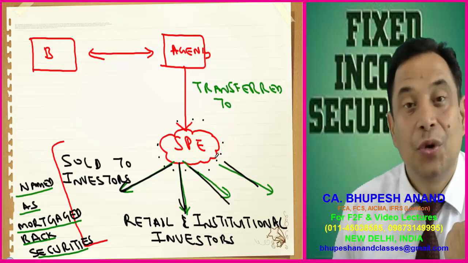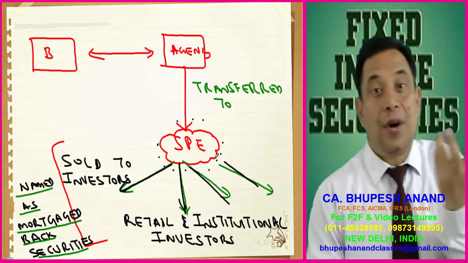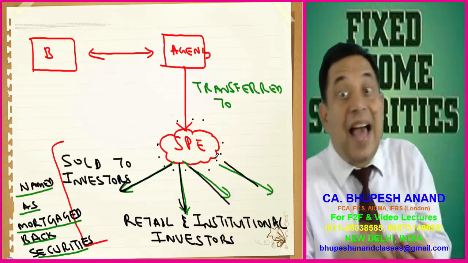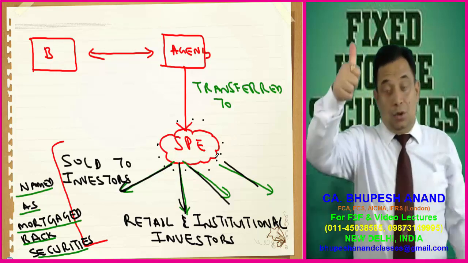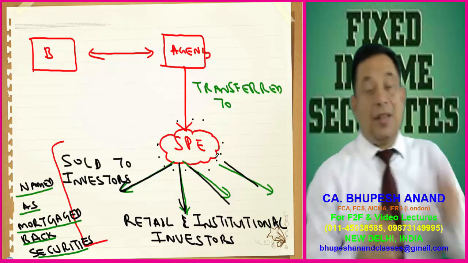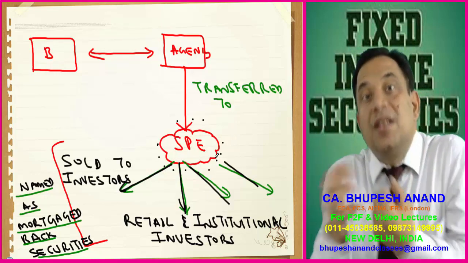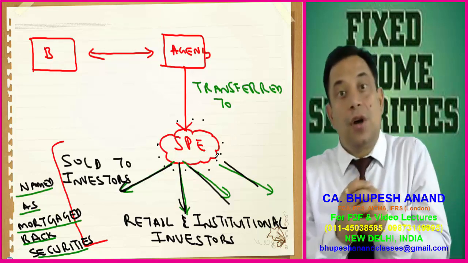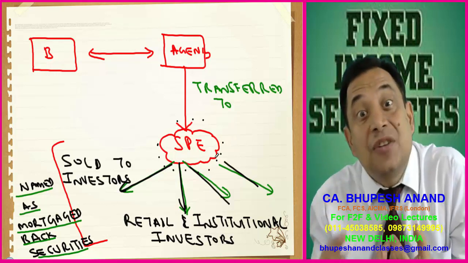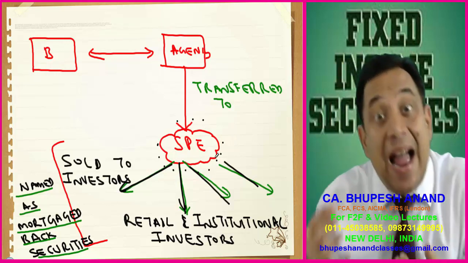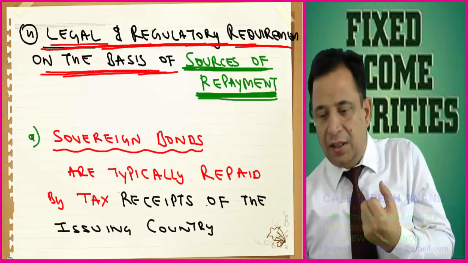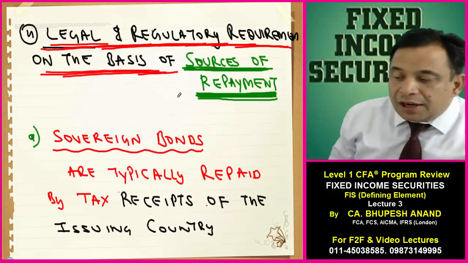So the point is, we are on how legal and regulatory considerations can affect the issuance and trading of fixed income. We have discussed the place of issue and the place of trading. Second is who is the issuing authority: whether the government is the issuing authority, whether corporations are the issuing authority, or whether these bonds are being issued by special purpose entities, named as mortgage-backed securities.